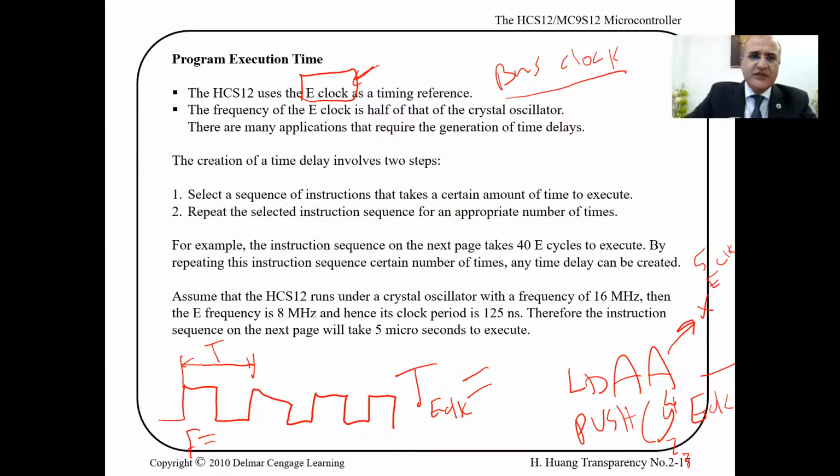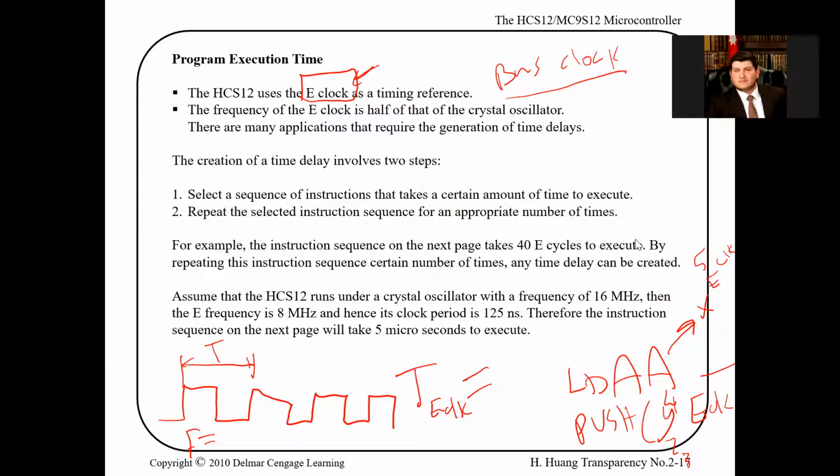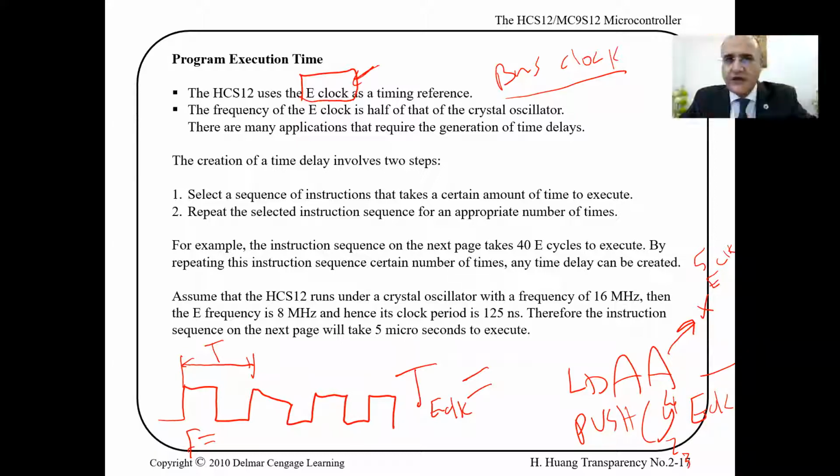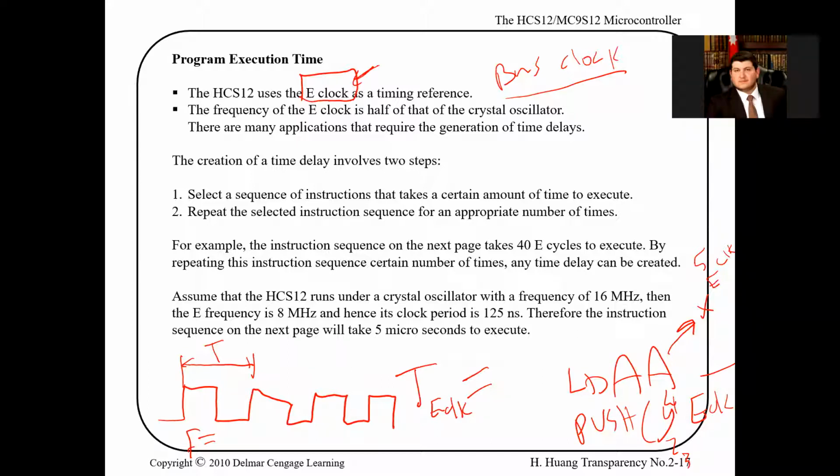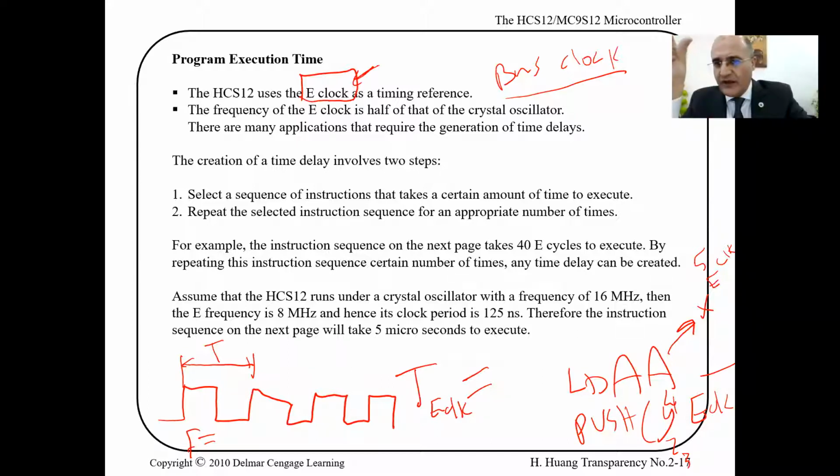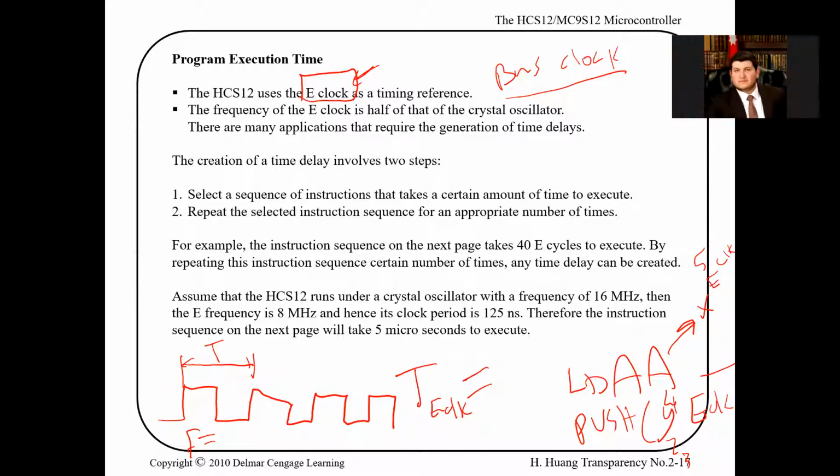Okay, do we understand what is a program cycle? Yes, Talal. The crystal is 8 megahertz, and a quarter of that, or half of it, is the bus clock, the E clock. Frequency is half, so the time to execute is double. Okay, times 2.